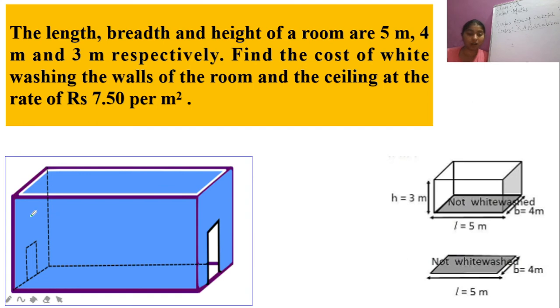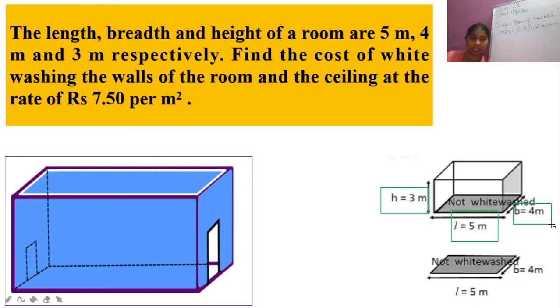So students, here you can see I have made a structure for you also. We have a height, length and the breadth, right? So you don't have to whitewash the bottom part of your room, so you have to leave that part. So how will you proceed? You will calculate the total surface area or the curved surface area.